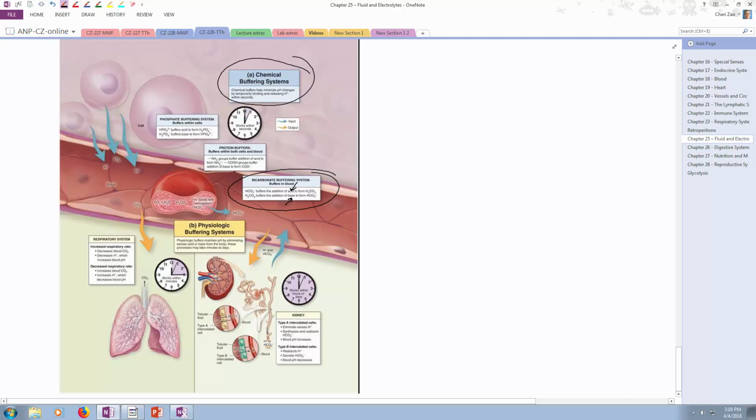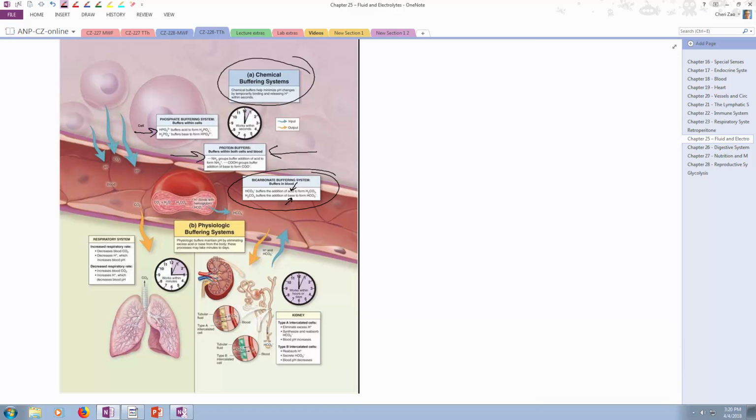We also have protein buffers that we just talked about, amino acids. So if we are alkalotic, we can rob from the acid end, that proton, to help stabilize us. And then also if we are too acidotic, we can put it onto the amine end to also help minimize pH changes. And then also the phosphate buffering system.